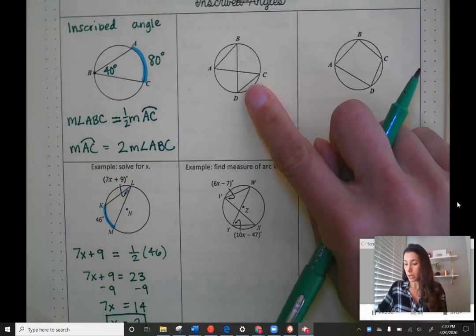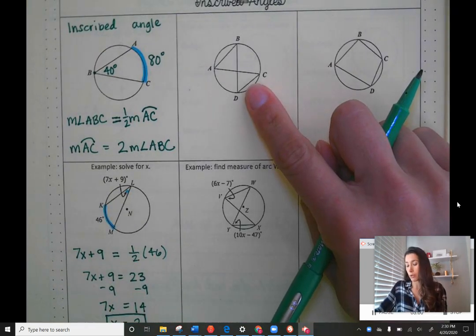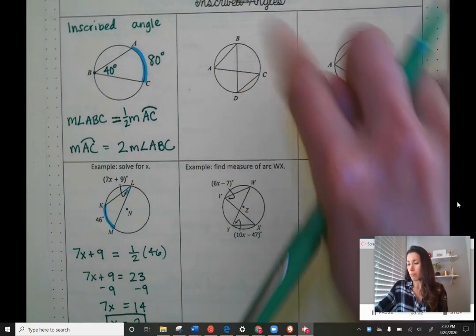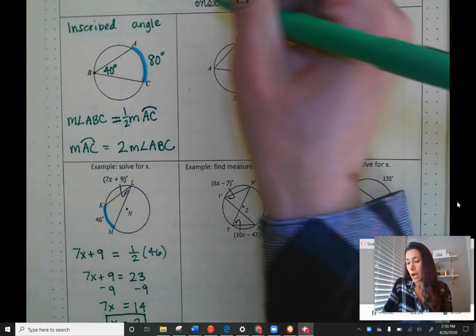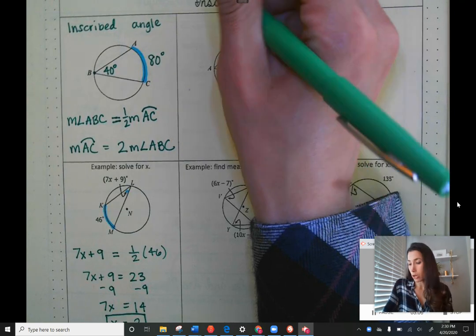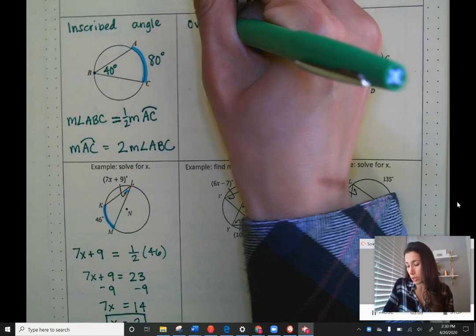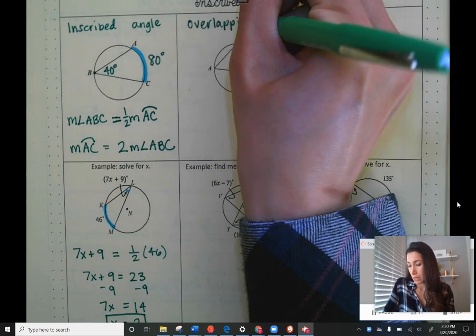Okay, and in our next diagram, we are also looking at inscribed angles. We have multiple inscribed angles, as we can see, that intersect overlapping arcs. So we're going to kind of label this overlapping arcs.